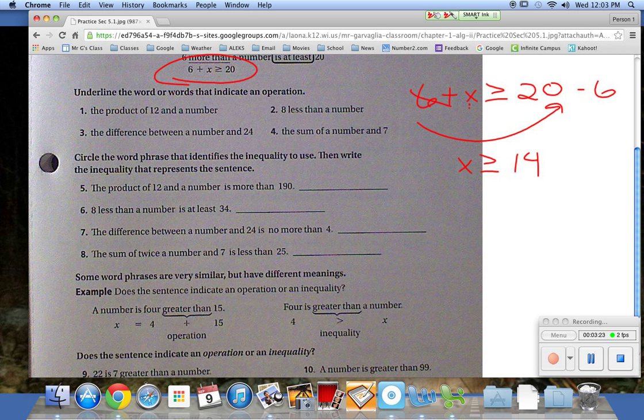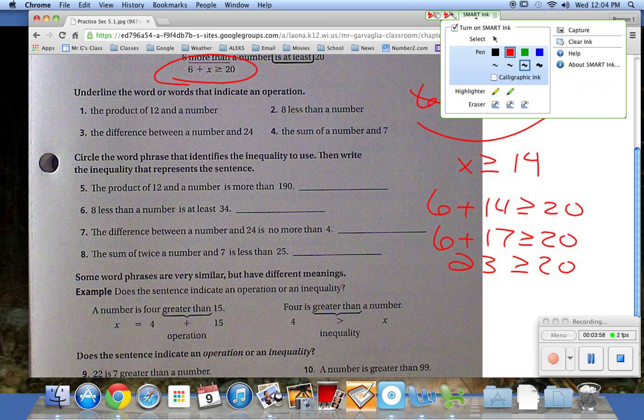Let's see if that's true. 6 plus 14 is greater than or equal to 20. Is that true? 6 plus 14 is 20, and 20 is greater than or equal to 20, true. What if I put a bigger number in here? 6 plus 17. Is it greater than or equal to 20? That's 23, and 23 is greater than or equal to 20. Yes, so it makes it a true statement. That's where our inequalities come in.